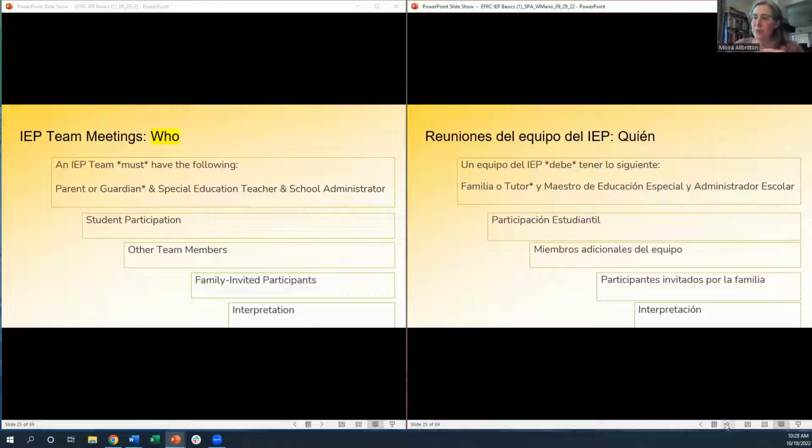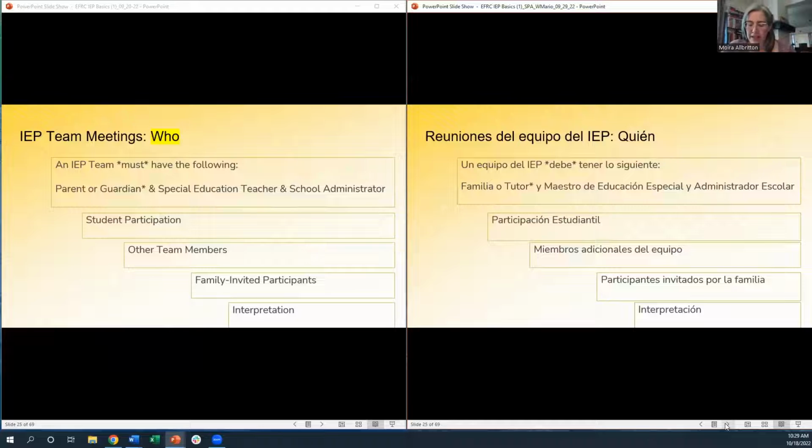And as a student starts to reach adulthood, the student has to be invited. So by age 16, the student has to be on the guest list. It doesn't mean they have to attend the entire meeting, but they need to be invited. And at age 18, the vast majority of students with disabilities will be holding their own education rights and making decisions about their IEPs.